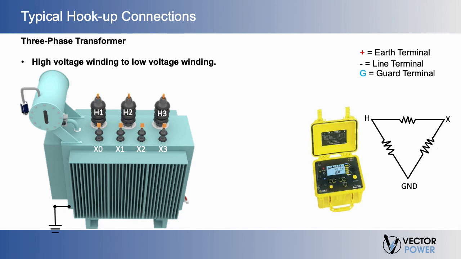Our last test will be to perform the high voltage winding to low voltage winding test, and we connect the Megohmmeter as follows. Jumper H1, H2, and H3 together. Then connect the Megohmmeter's positive or earth terminal to X3. Connect the Megohmmeter's negative or line terminal to the H windings.